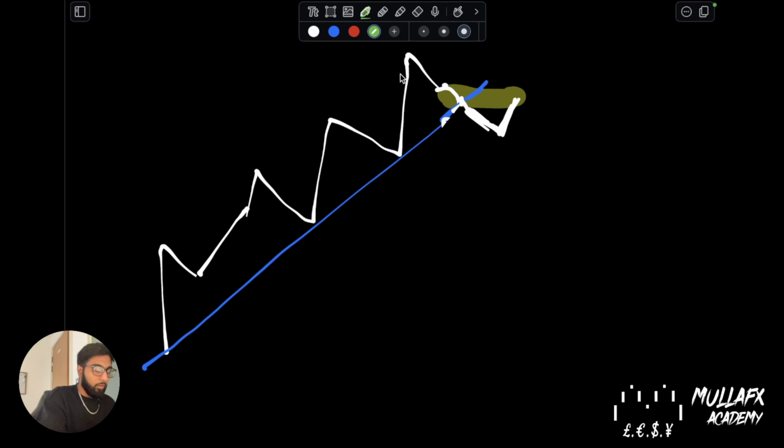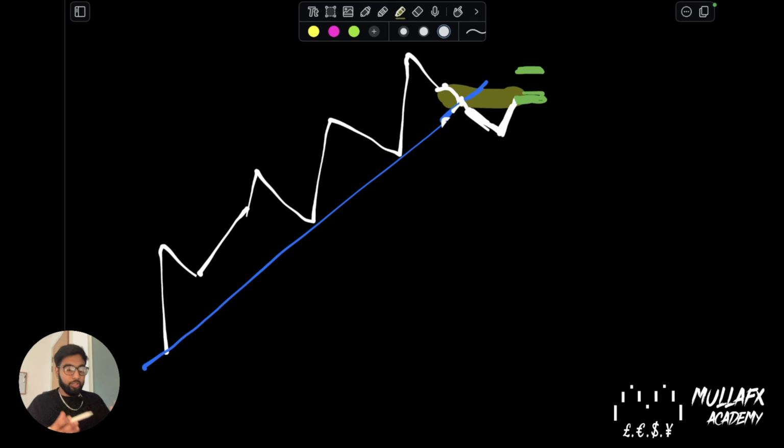So let's say we enter over here, right? Where are our targets now? First of all, we want to know our stop loss. Our stop loss is always going to be a few pips above this support, or resistance as it has now become. Then where's our target? Well, our targets are also very, very simple.